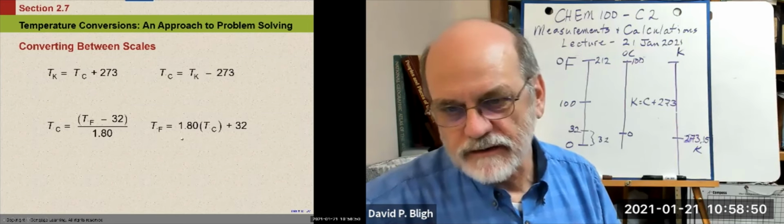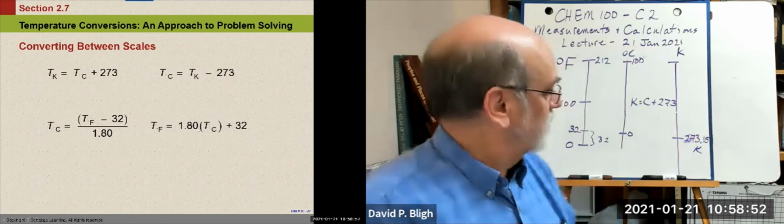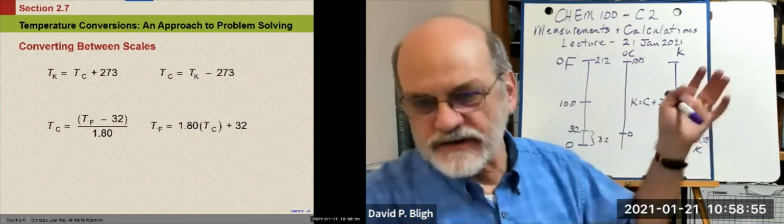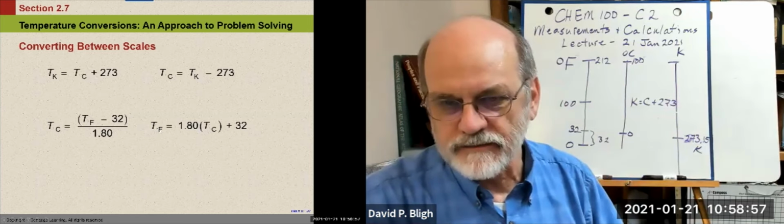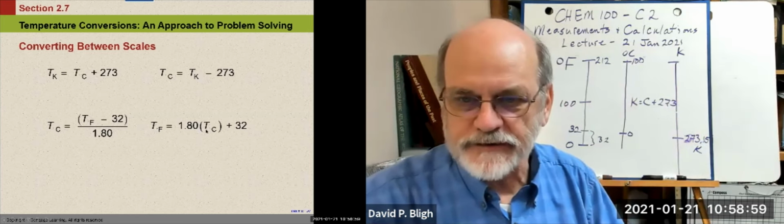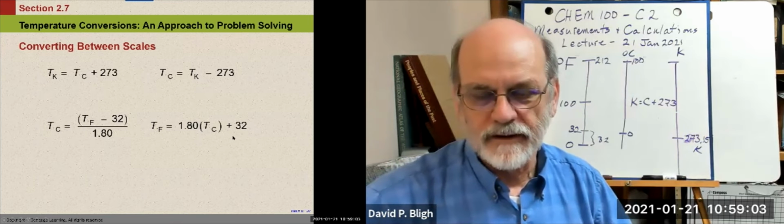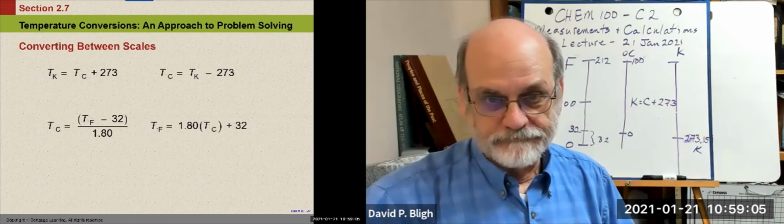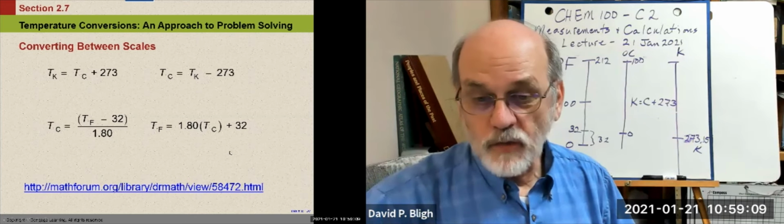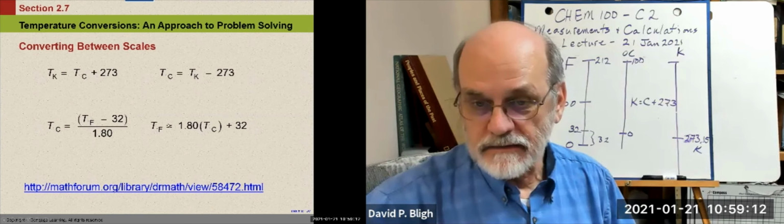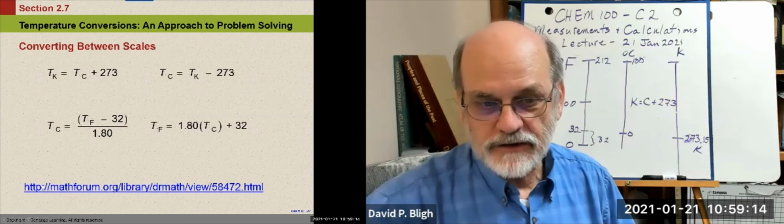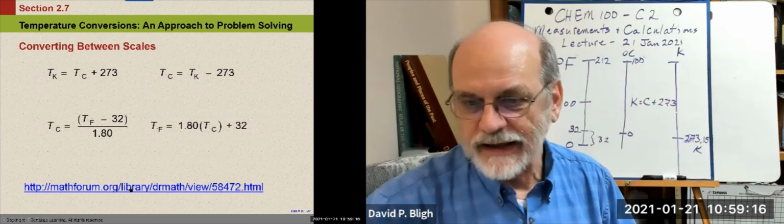There's how we convert. See, that's 1.8. I've got 9/5. I erased it, but it's 9/5. Degrees Fahrenheit equals 9/5 times centigrade plus 32. And if you wanna know how this formula was derived, there's a good explanation at this link.